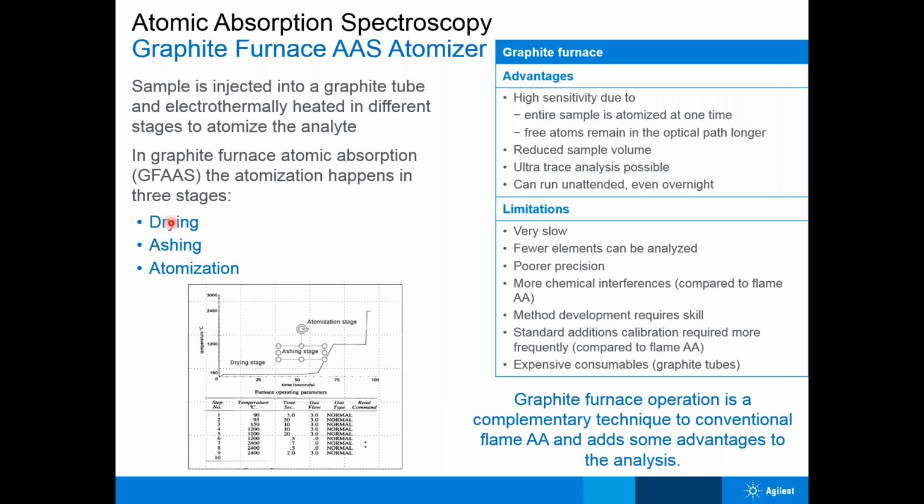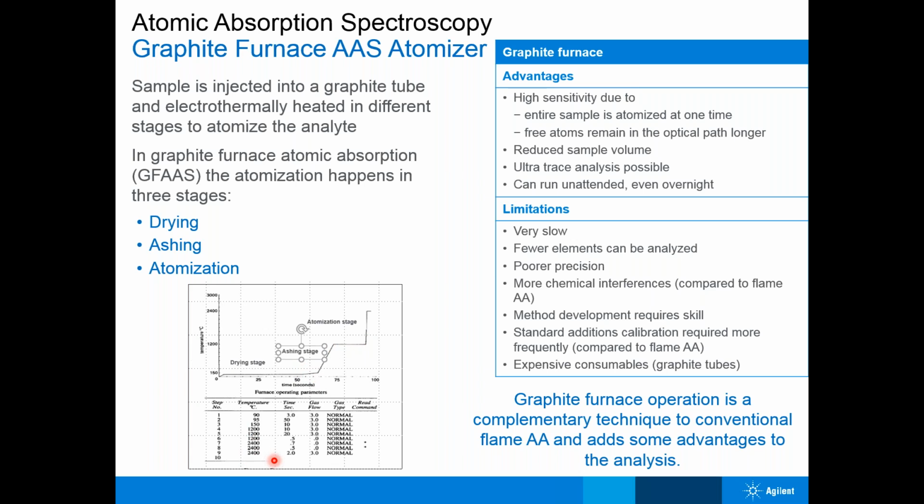your sample, removing all the solvents or mineral acids from your sample, then doing the ashing of your sample up to close to 400 degrees Celsius, and after ashing it is doing the atomization. Here you can see in the blue, temperature up to 2400 degrees. So it means it is a sensitive technique.